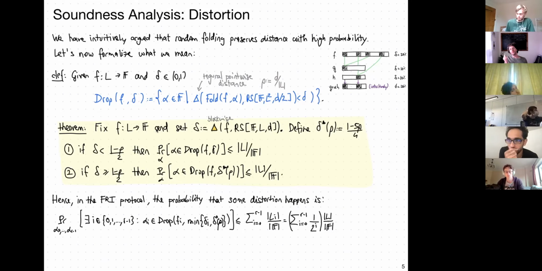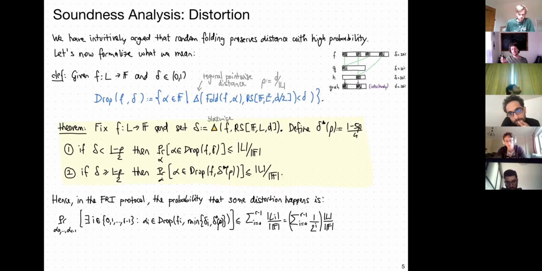So we want to preserve the distance. We want to say that if we started with a function which is far from low degree, we'll be able to catch it. So in each round, our goal is to maintain the distance. And the drop set is exactly the places where the verifier chose bad randomness that led to losing distance. So as long as we don't hit the drop set, everything is good.